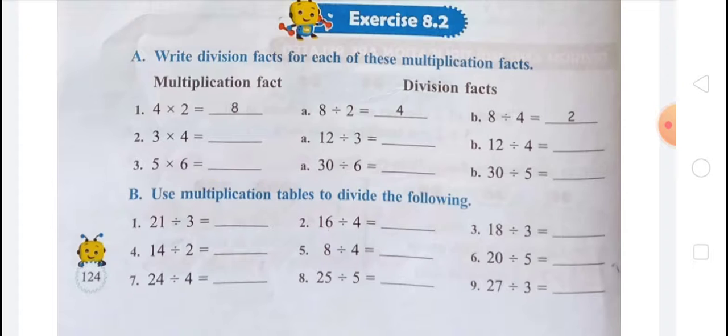8, 25 divided by 5. 5 1 is 5, 5 2 is 10, 5 3 is 15, 5 4 is 20, 5 5 is 25. So there will be 5. 9, 27 divided by 3. 3 1 is 3, 3 2 is 6, 3 3 is 9, 3 4 is 12, 3 5 is 15, 3 6 is 18, 3 7 is 21, 3 8 is 24, 3 9 is 27. So there will be 9.